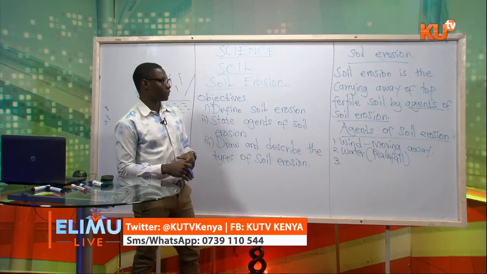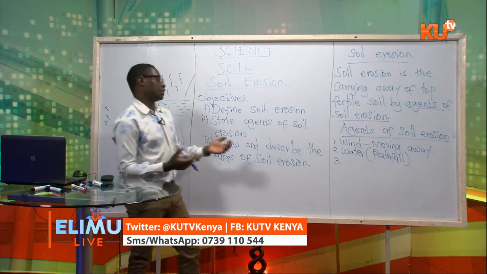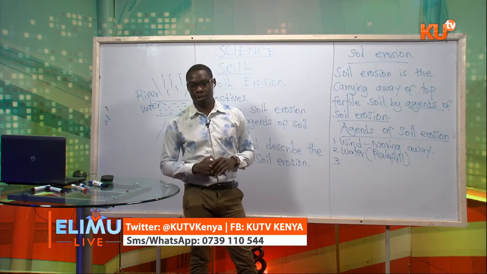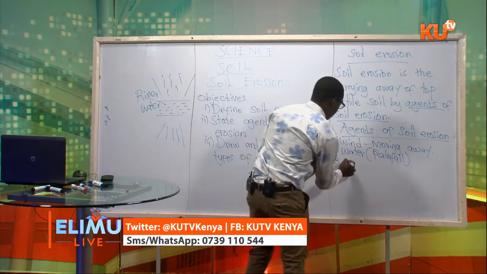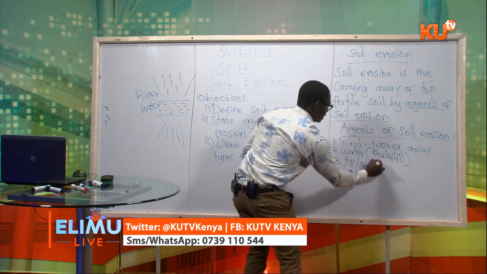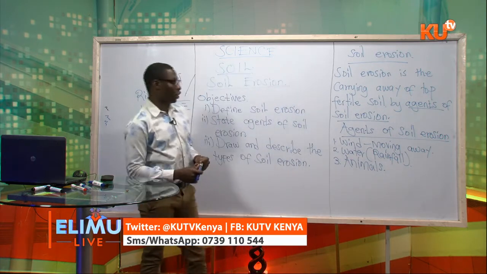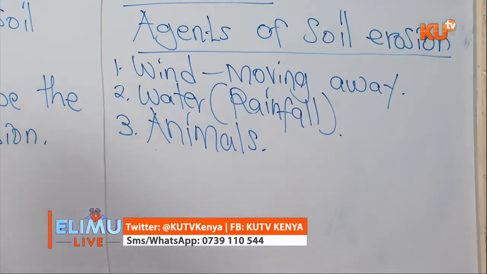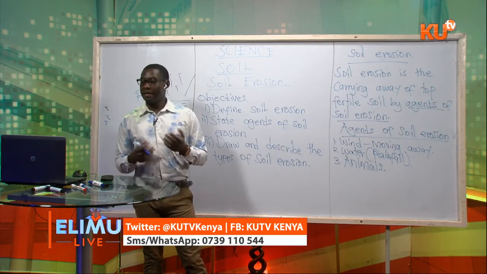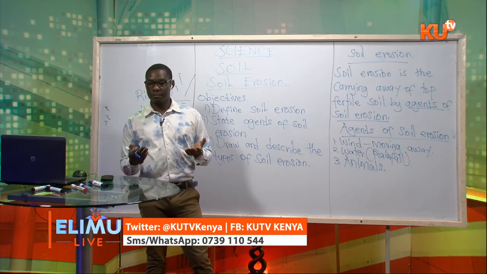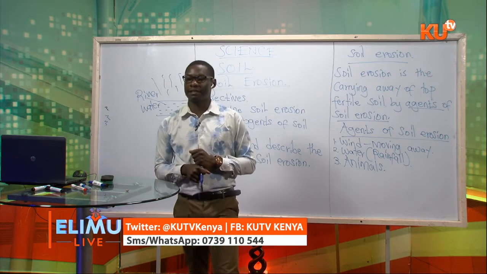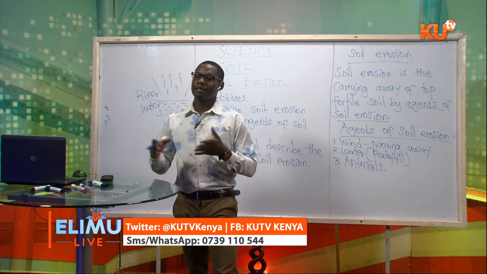And I said agents of soil erosion are what enables soil erosion to take place, or what carries soil from one part to another. Now the third agent, which is not so much pronounced as the rest, these are animals. Animals can also be agents of soil erosion. They can be able to make soil to be carried away from one point to another. How is this possible? Let's look, for example, when you are keeping animals, domestic animals, cattle, for instance, then as they go grazing, they move around.